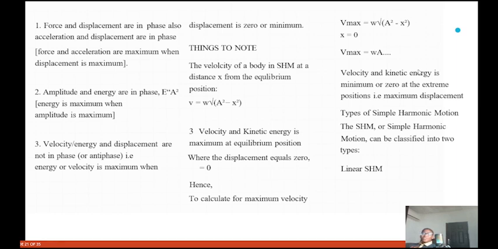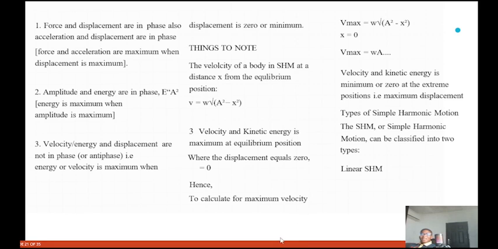It has not moved. This x is just from the mean position to where it is now. The displacement is what is called x. That is where you were. I'm displacing you. Maybe you are here before, and I want to displace you from your position. That is displacement. So when v is maximum, our formula is what? Omega A. Velocity and kinetic energy are minimum or 0 at the extreme position.